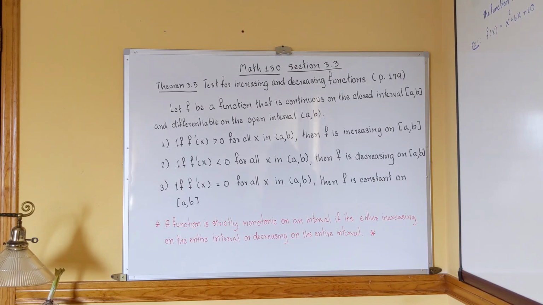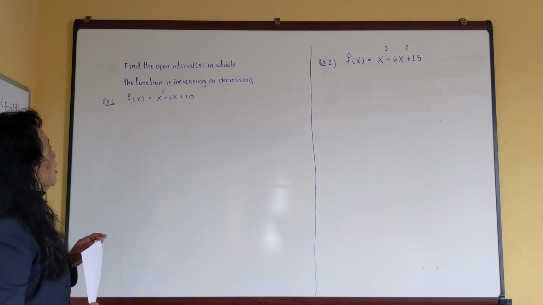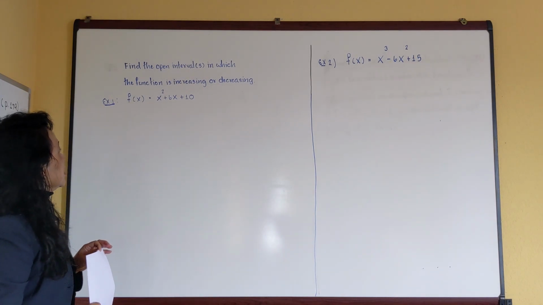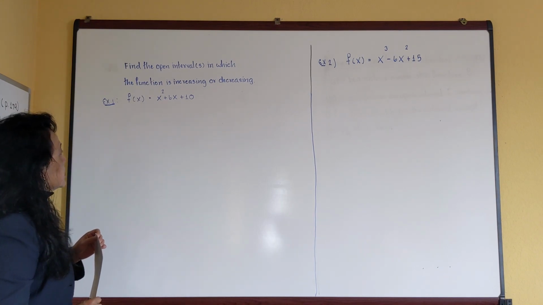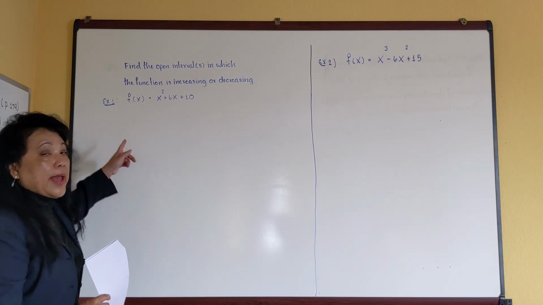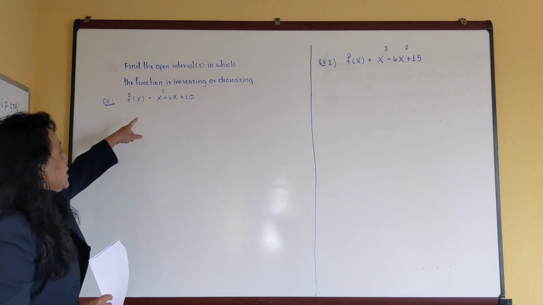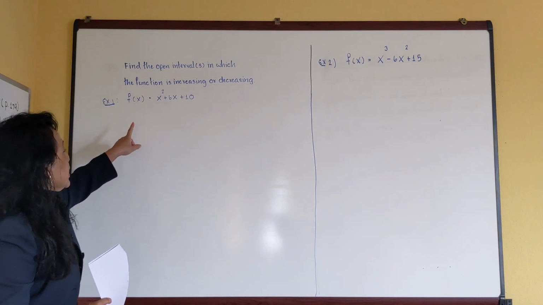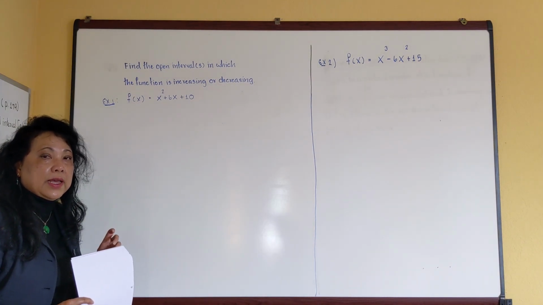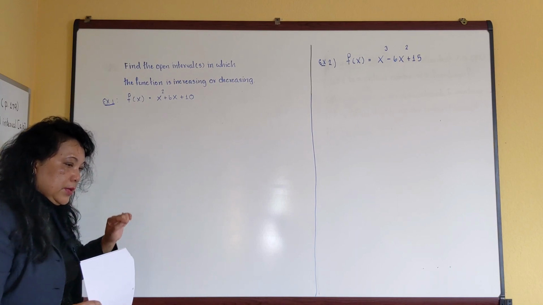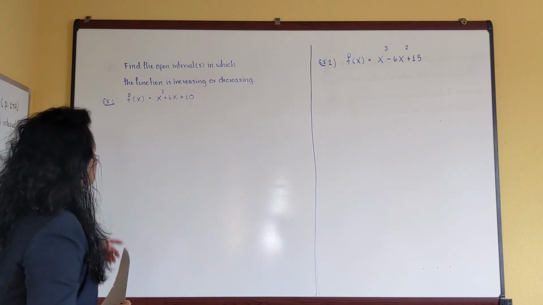Let's look at an example. We want to find the open intervals on which the function is increasing or decreasing. f of x is equal to x squared plus 6x plus 10. This is a quadratic equation and a is positive. As you look at the equation, you know it's a parabola that opens up, which means it's going to decrease to the minimum and then increase. But let's follow the theorem.